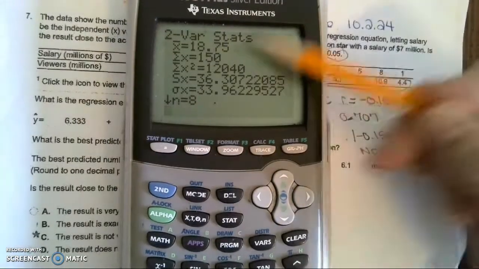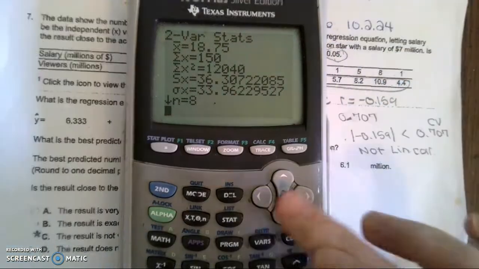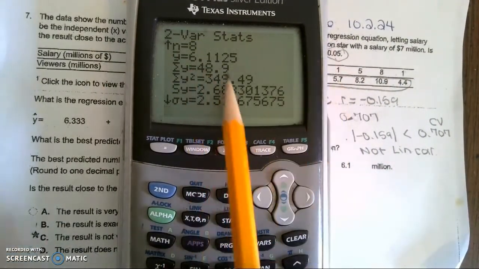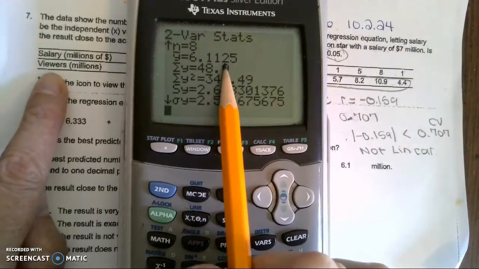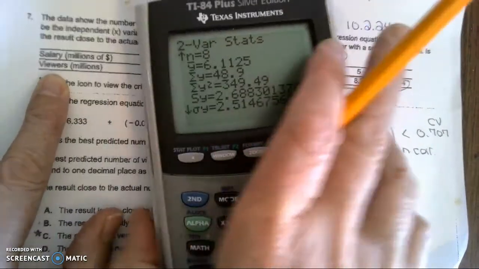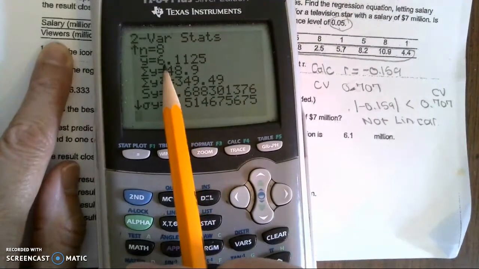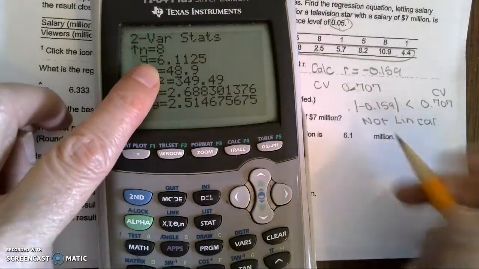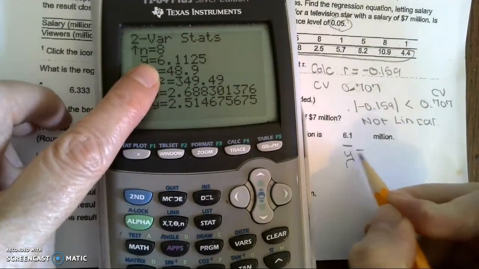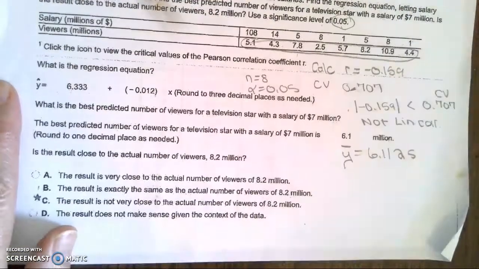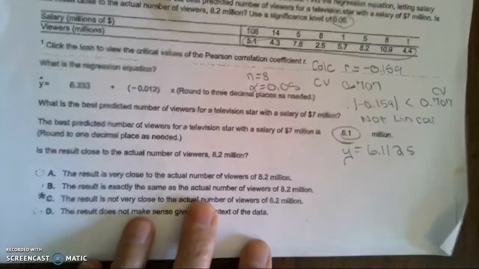This is the average of the first variable, which we don't care about. We care about the average of the second variable right there. This is the average of the viewers. That's what we care about. So the answer is right there. That's y bar. I'll show you again. That's your y bar, so it's 6.11. And then they have you round that.